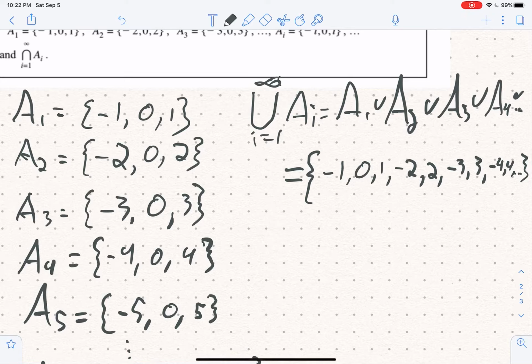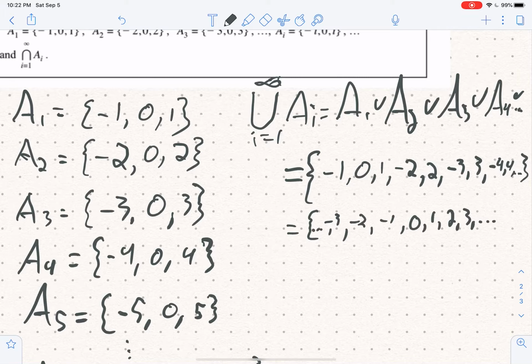That's a fine answer, but you could also write it like this. Might look slightly more familiar. Putting 0 in the middle, and then -1, -2, -3, and ... on this side, and 1, 2, 3, ... on this side. So this is another way of writing the same set, also perfectly acceptable.